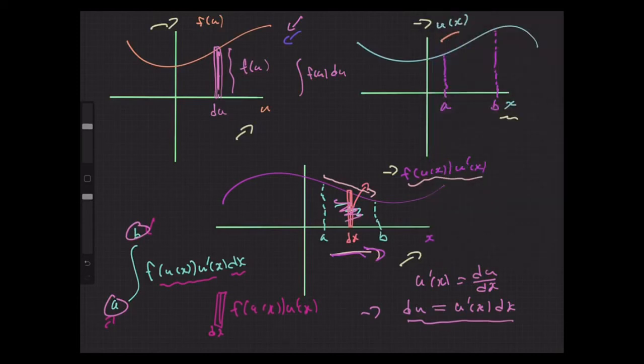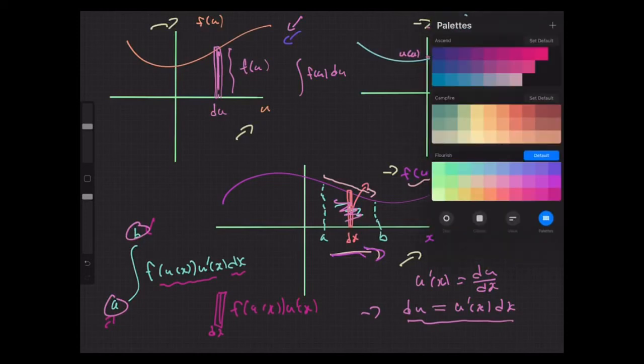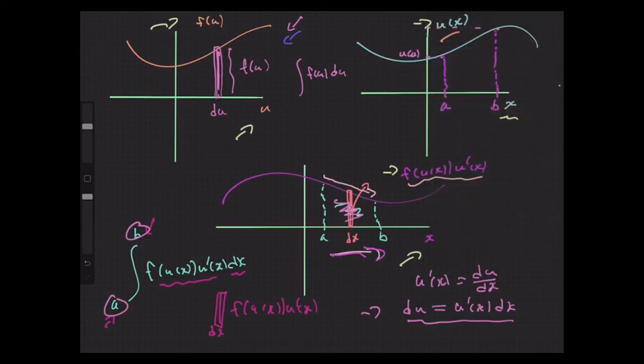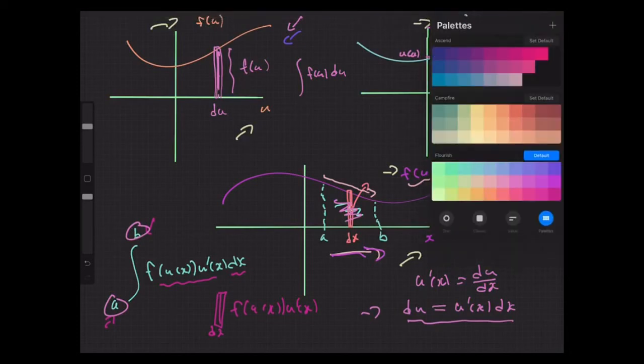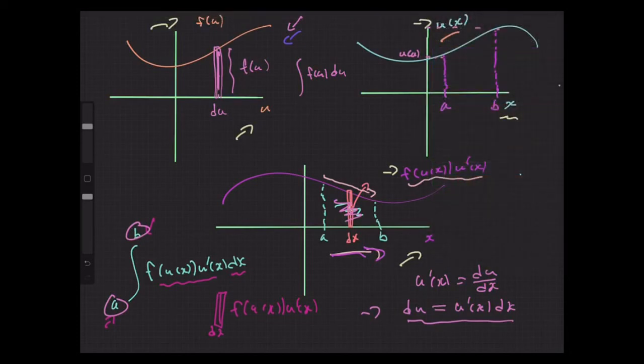So as x goes from a to b, u of x is of course going from u of a, which is here, to u of b. I should have extended this up a little bit, to here. It is varying from u of a to u of b. And so this f over here is a function of u.